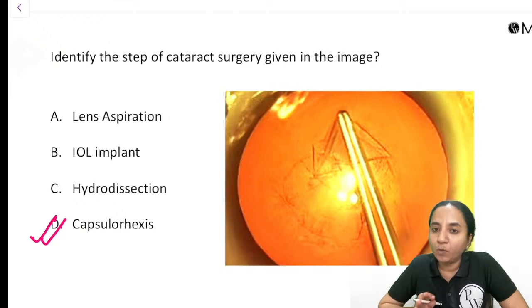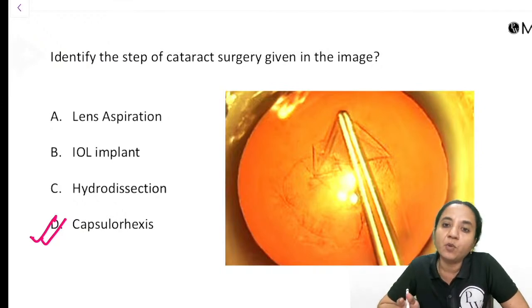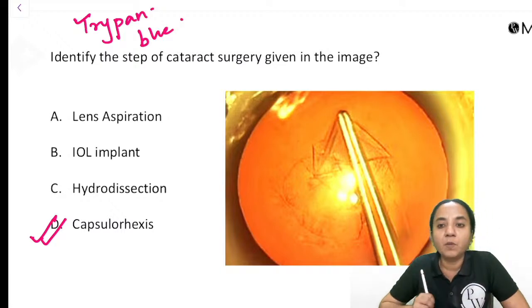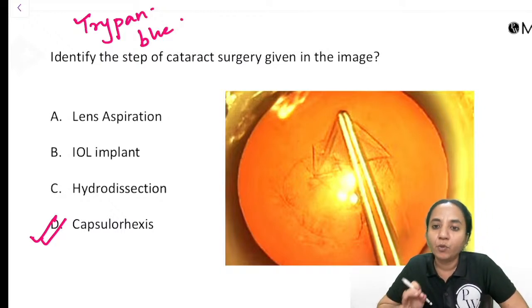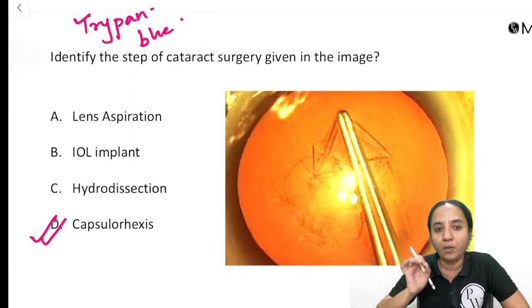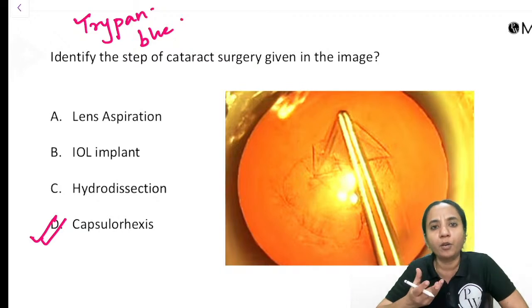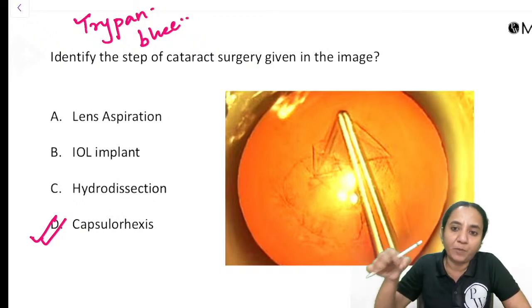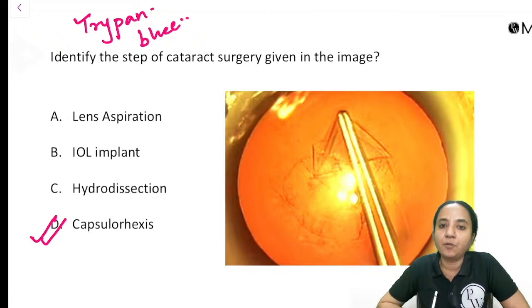Here the capsule has not been stained, but sometimes to improve the visibility of the capsule, you can stain the anterior capsule using a dye called trypan blue. Then it becomes better visible. So you inject the trypan blue dye, stain the anterior capsule, then create a circular opening using the capsulorhexis forceps. But if you don't want to use the dye, you can also do it without the dye, as you can see in this case. You can see the transparent capsule being picked up by the capsulorhexis forceps and you're rotating it to create a circle. So this is your capsule.